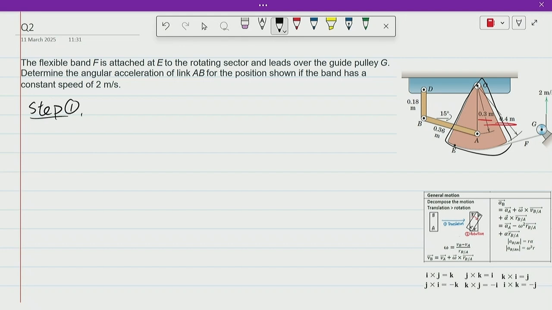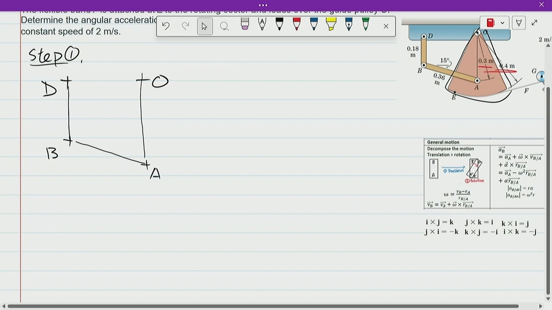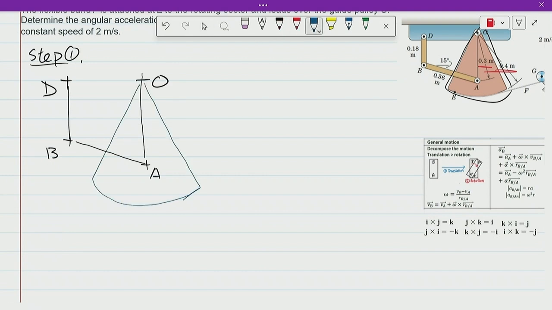So let's redraw the system first. We have D. Point B is directly downward. And then A is around here. And then we have O somewhere up there. Actually, it should be the same altitude. We have this kind of pizza shape disk. And then we have a point E here.